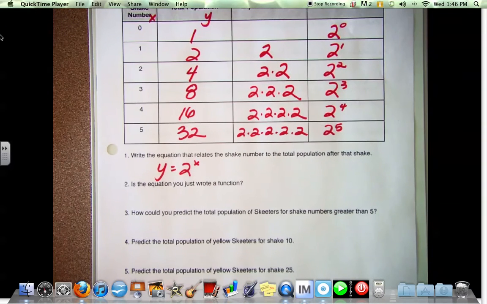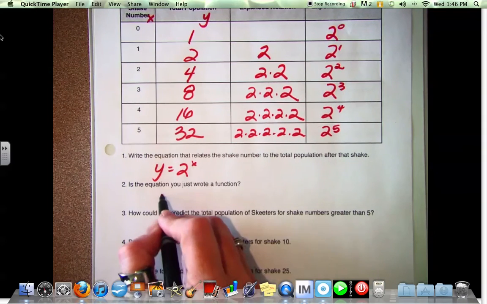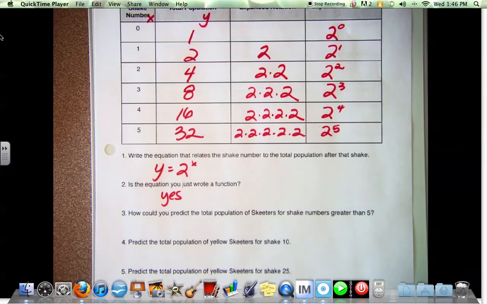Is the equation you just wrote a function? Yes. For every x, you have one y? Yes. Does it pass the vertical line test? Yes. Okay. Didn't you already graph it once? Yeah, we did it.